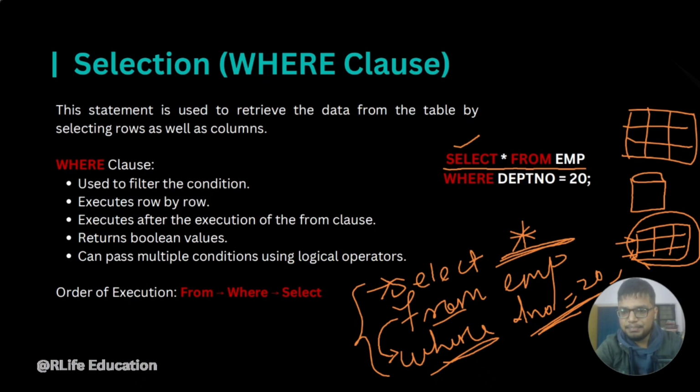In selection, we basically use the where clause. The where clause is used to filter by the condition. It executes row by row. As I already said, it checks each row. If the condition is satisfied, it returns a Boolean value of true; if not, the Boolean value is false. Here, only one condition is there. If you want, we can also provide multiple conditions using the logical operators and, or, not. We are going to see this in our next videos.